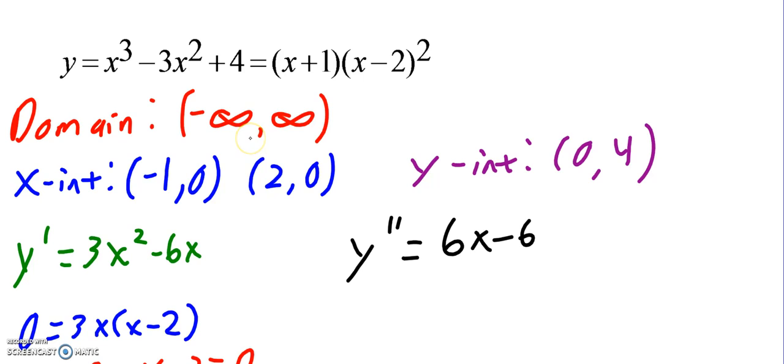Domain, all real numbers. This is a polynomial. Okay. X-intercepts. Set the function equal to 0 and solve. It's already factored, so I get -1 and I get +2. Y-intercept, plug in 0 for x. I get the point (0, 4).